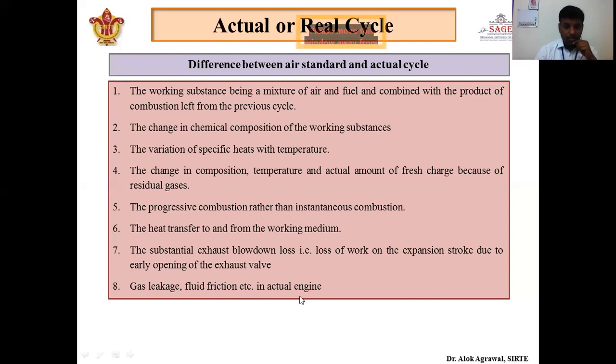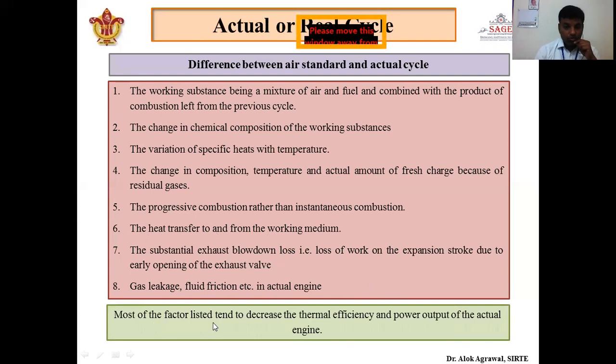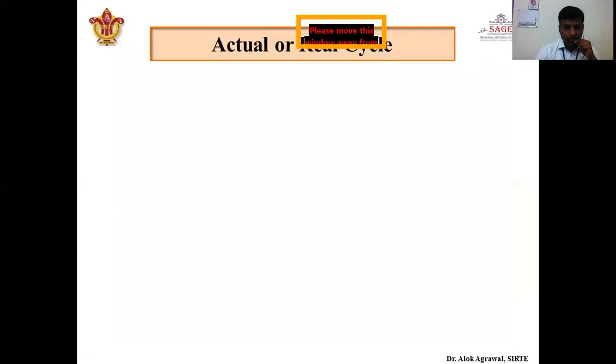Again, it is important that in an actual engine there are some gas leakages, fluid friction, etc. There are some frictional power losses, but in the ideal cycle we are ignoring all those things. Most of these eight factors listed will either decrease the thermal efficiency or the power output of the actual engine. So when we move from the air standard cycle to the actual cycle, either the thermal efficiency or the power output will decrease. The actual cycle will give less thermal efficiency and less power output as compared to the ideal cycle.